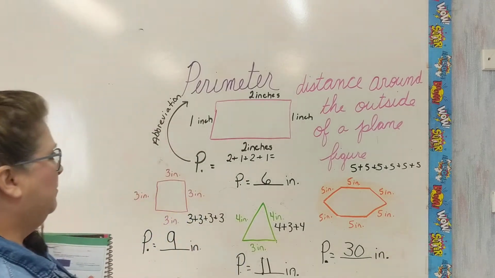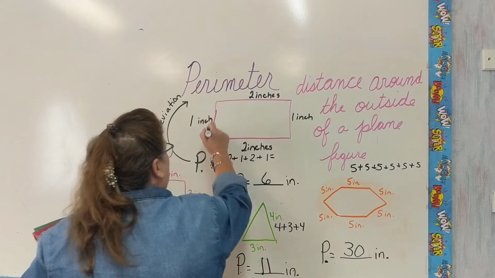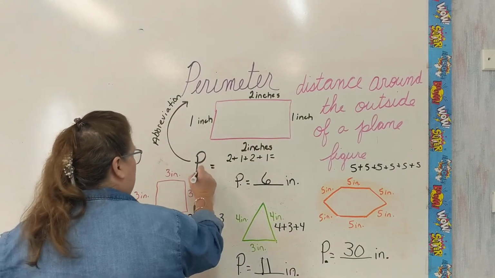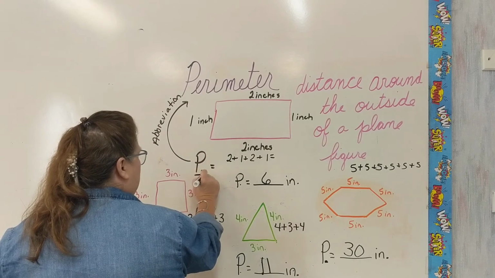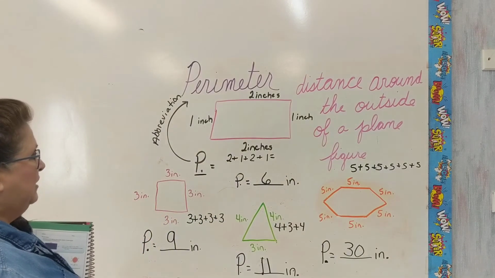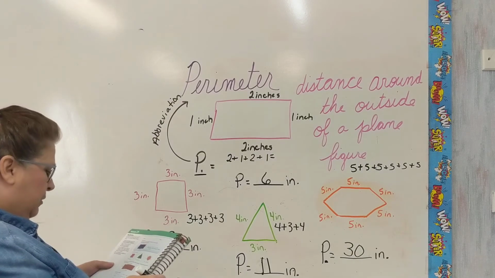So that is how we find our perimeter. We simply add up the distance around the plane figures. You have to remember that perimeter, the abbreviation, is capital P with a period, okay? So that pretty much is math for today. I think what we have on the board will certainly help you when you begin your math.